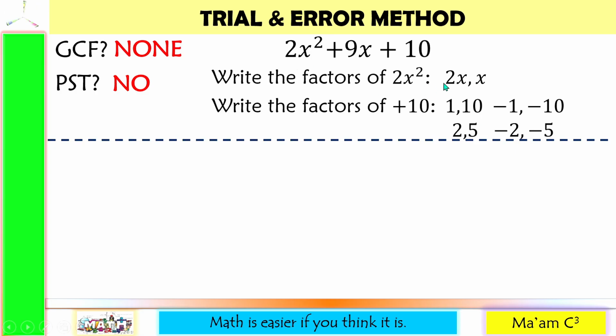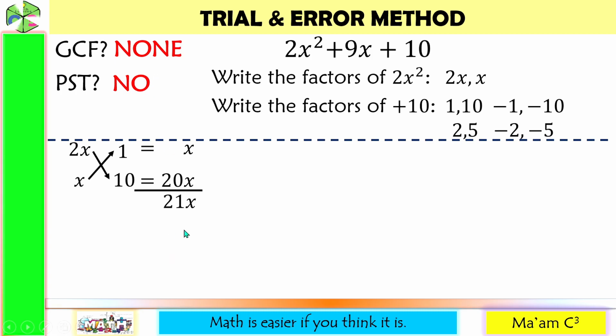First, I'm going to rewrite my factors for the first term, that is 2x and x. And then I'm going to choose one pair of factors here. Let us say 1 and 10. I'll do the cross multiplication. So x times 1 would be x. 2x times 10 is equal to 20x. And then I'll add this 2 and this is 21x. This is not the same as my middle term, so meaning these are not the factors I'm looking for.